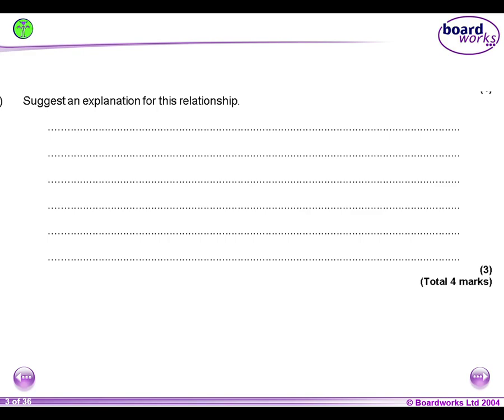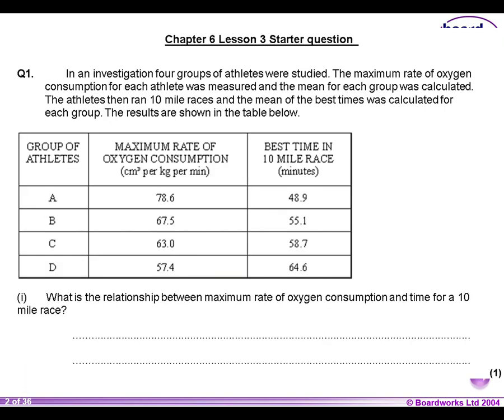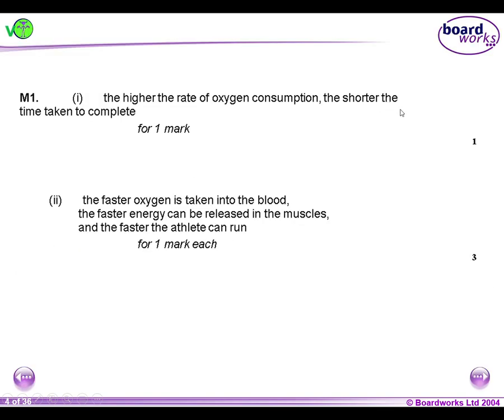So what were the answers? Let's go back and have a look at the first part of the question again. What's the relationship between maximum rate of oxygen consumption and time for a 10-mile race? Basically we can see that as their oxygen consumption increases, their time to complete the 10-mile race decreases. The mark scheme says the higher the rate of oxygen consumption, the shorter the time taken to complete. You can also express that the opposite way: the lower the rate of oxygen consumption, the longer the time taken for the race.